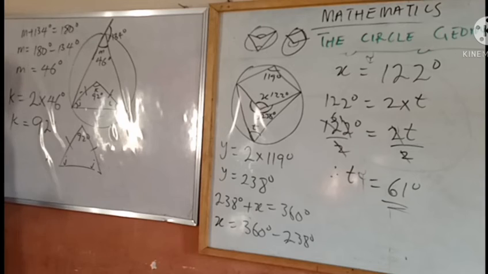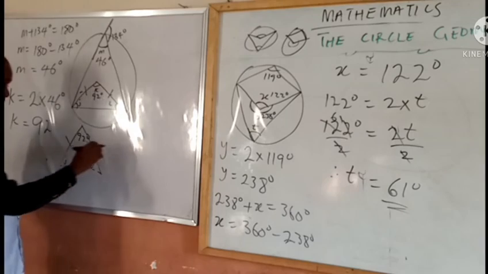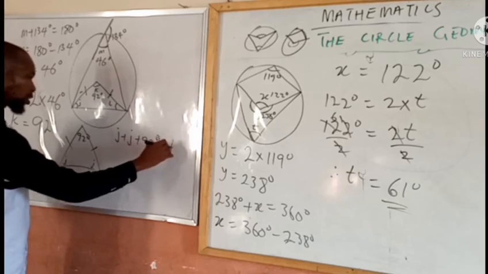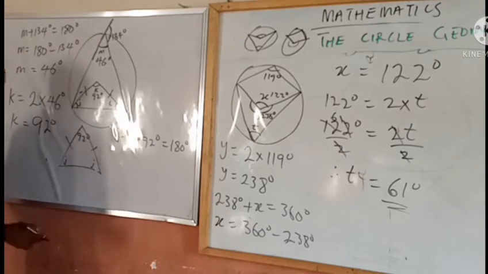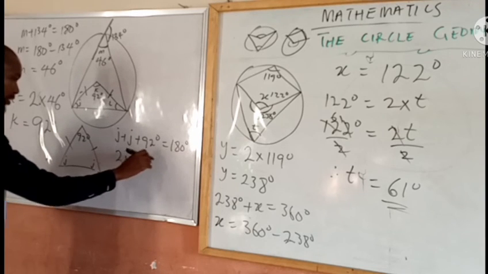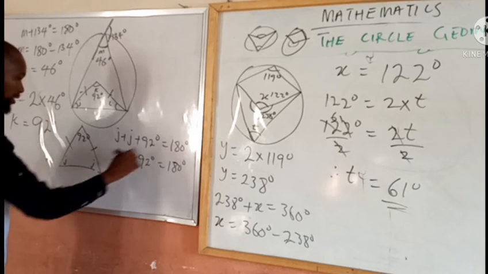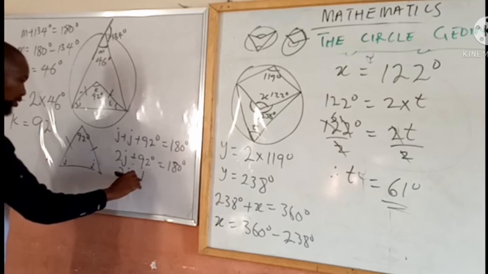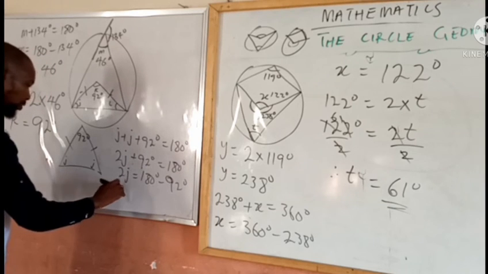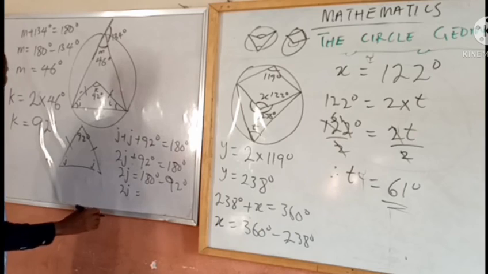Now that I've gotten that, I will say that the addition of all angles in this triangle is 180 degrees. That is by the theorem that states that the sum of angles in a triangle is 180 degrees. So that means J plus J plus 92 degrees is equal to 180 degrees. So J plus J here gives 2J plus 92 degrees is equal to 180 degrees. It shows that 2J is 180 degrees minus 92 degrees.